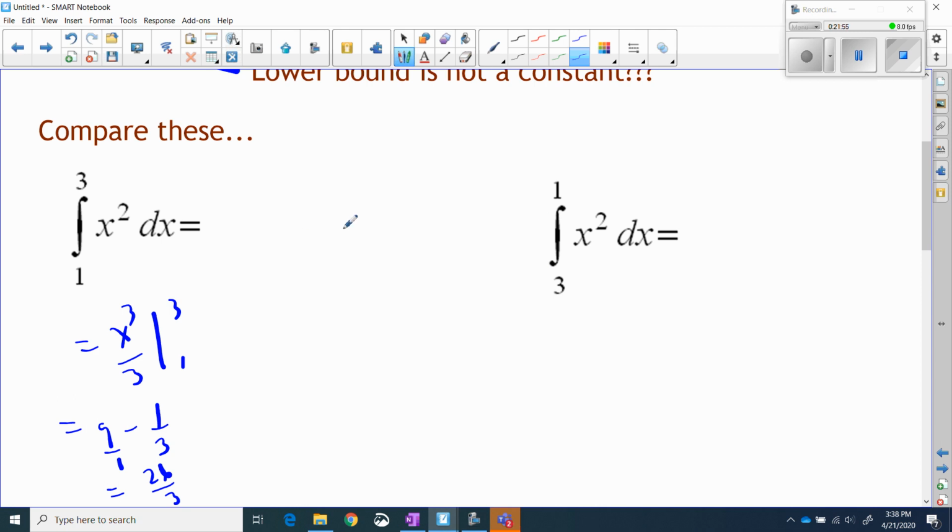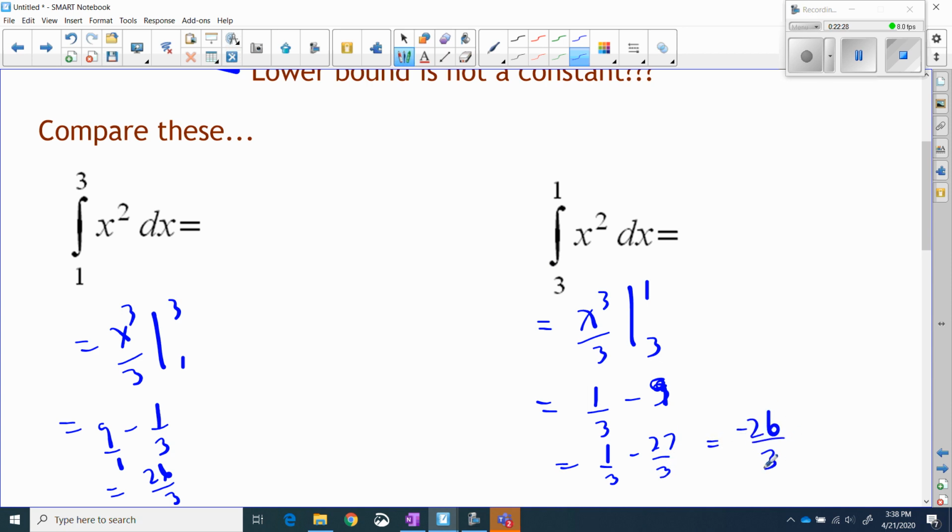So this is the exact same integral. The only thing different is I've changed the bounds. So instead of going from 1 to 3, I'm going from 3 to 1. Hopefully you can predict what will happen. So it's still going to be x cubed over 3. Now our bounds are 1 to 3. So the only thing that's going to be different is these are going to be subtracted in the opposite order. So 1/3 minus 9, which will be 1/3 minus 27 over 3, which will give me negative 26 over 3.